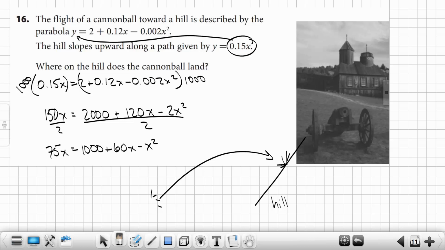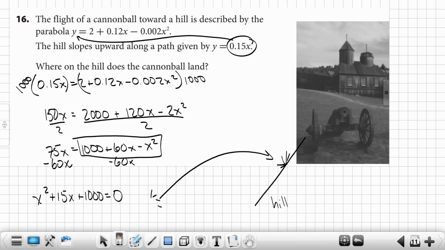I'll bring everything over to the left side, so I'm going to bring all this over. They're all going to change sides. I'm going to subtract 60x. So I'm going to end up with x squared plus 15x plus 1,000 equals 0.